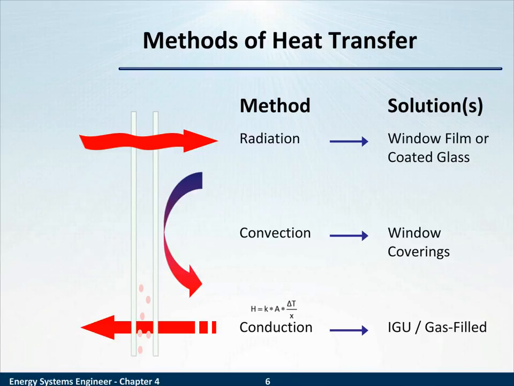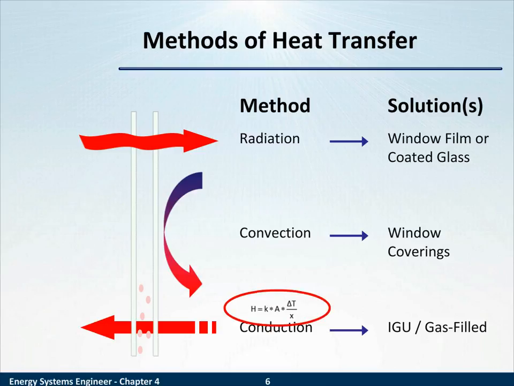If you have a convective heat transfer problem, you need window coverings to prevent that. If you have a conductive heat transfer problem, you need insulated glass, 2 panes of glass, or gas-filled glass. These are complementary solutions to different heat transfer problems.